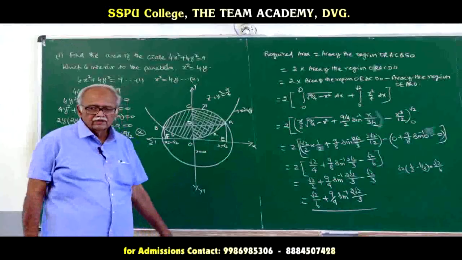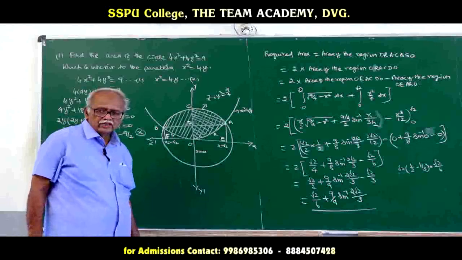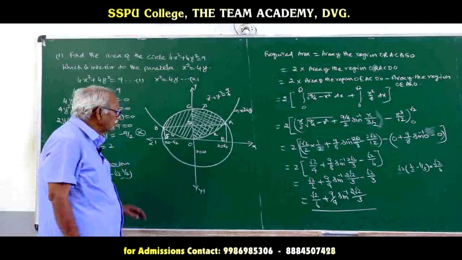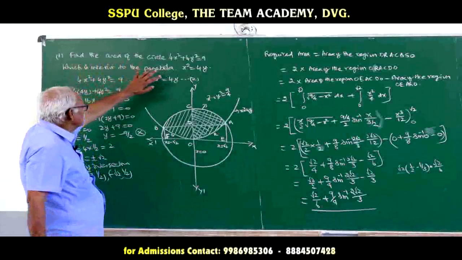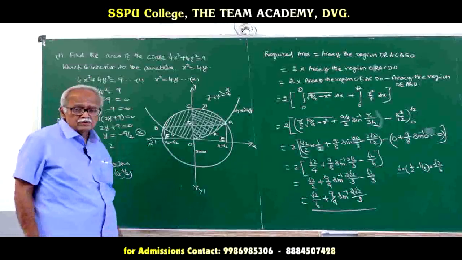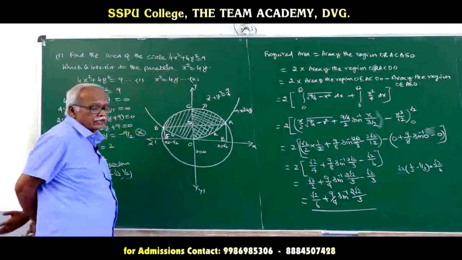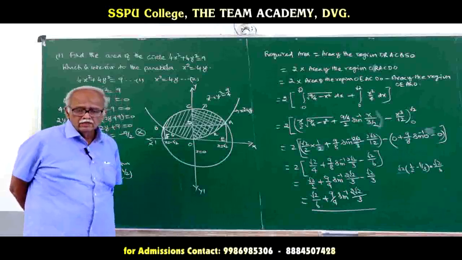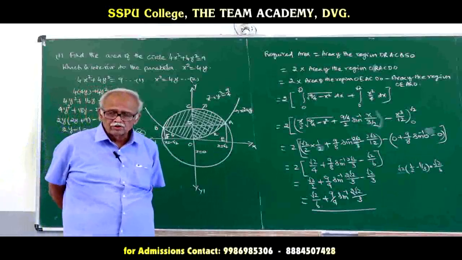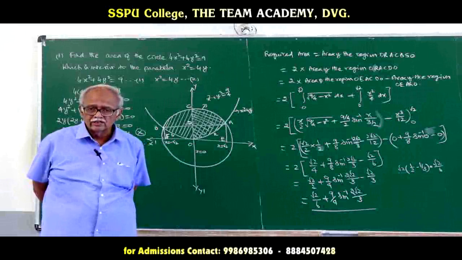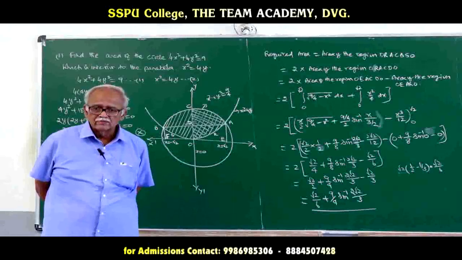Okay. We are going to do exercise 8.2. The first question is: find the area of the circle 4x squared plus 4y squared is equal to 9, which is interior to the parabola x squared is equal to 4y. So, x squared is equal to 4y, the parabola they themselves have given, and the circle also they have given, the equation of the circle 4x squared plus 4y squared is equal to 9.